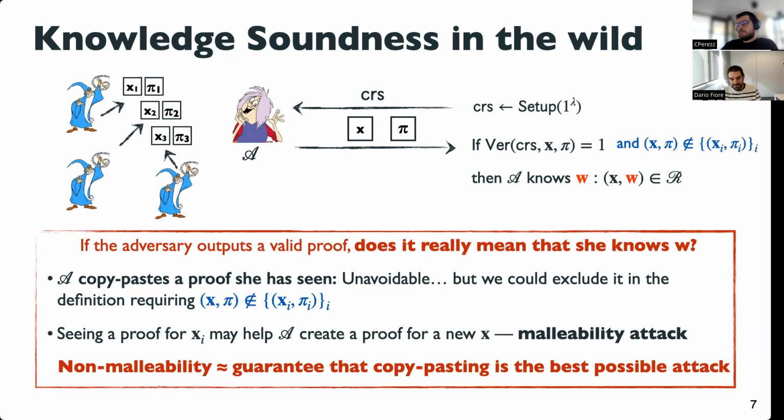The problem is that perhaps seeing a proof for one of these X1, X2, X3 could help the adversary to create a proof for a new statement X. And this is what is called a malleability attack. For example, let's say that you have a proof for X1 and a proof for X2, and this allows you to create a proof for X1 plus X2, right? It's actually something that, in some proof systems, is possible. And that's what we call a malleability attack. In contrast, what we would like is non-malleability, that informally we can say is the guarantee that copy-pasting the proof is the best possible attack that you can do.